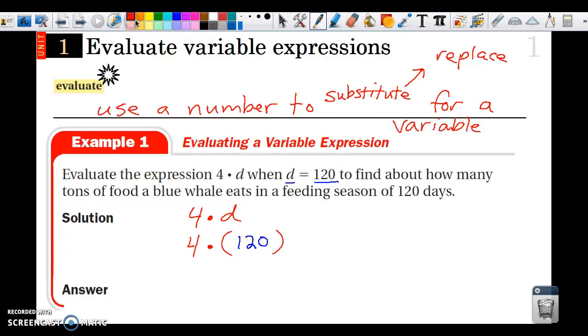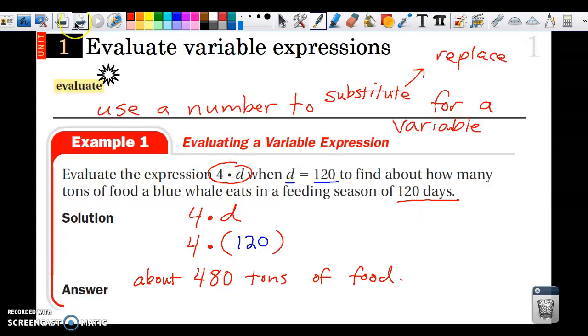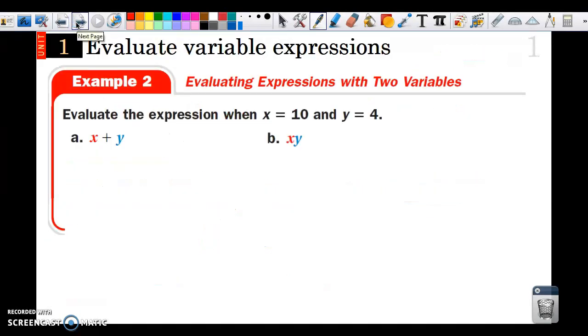Now I will perform the operation because I want to actually know how many tons it is. So I'm going to multiply that by 4. 4 times 120 is 480. So the answer is about 480 tons of food. That's how much a whale will eat in 120 days, considering they have 4 tons times the number of days. All right, let's do a couple more examples.